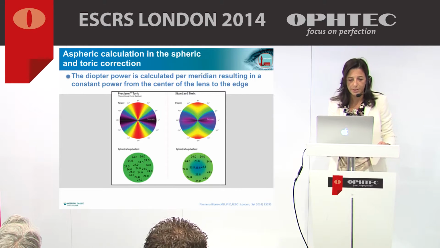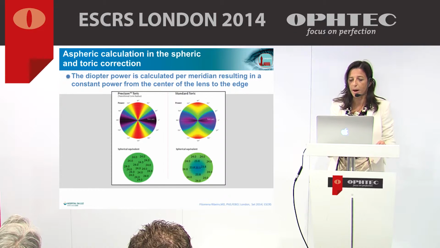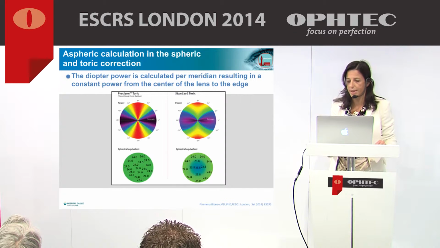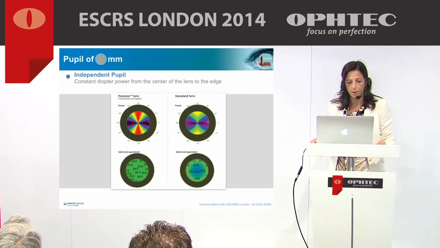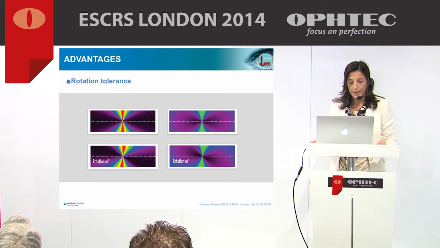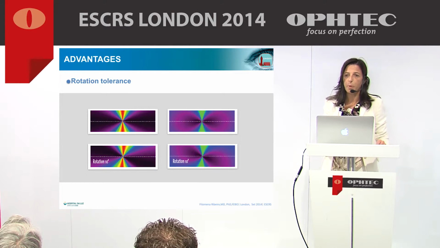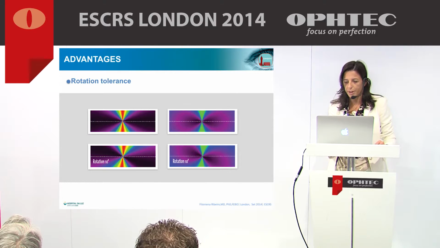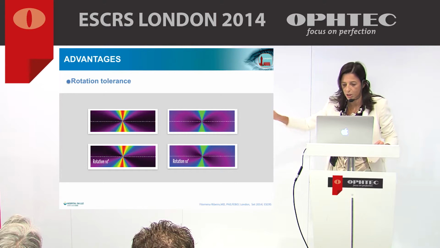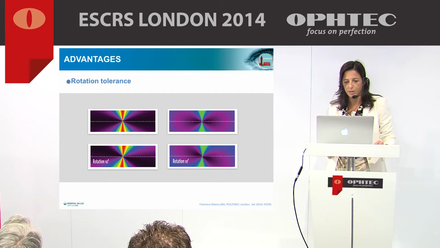With this approach, the spherical equivalent diopter power will be constant from the center of the lens to the edge, which will be especially important, of course, in larger pupils, as you can see. As a second feature of the constant power per meridian, the meridian gets broader in the periphery when compared to standard toric IOLs. That makes the lens theoretically more forgiving for misalignment, as you can see in the lower picture, which is an example of 10 degrees rotation.